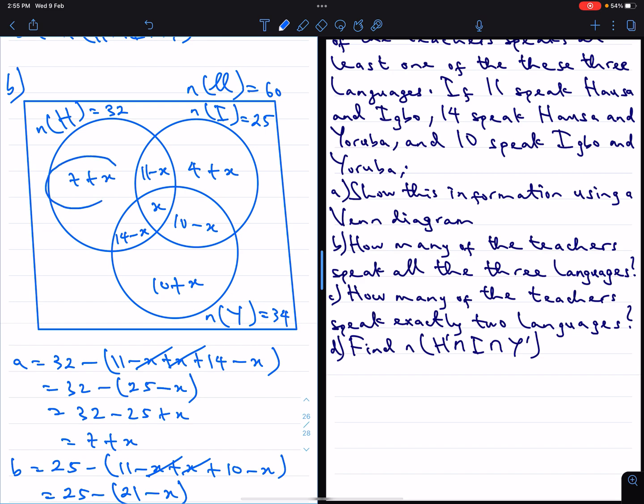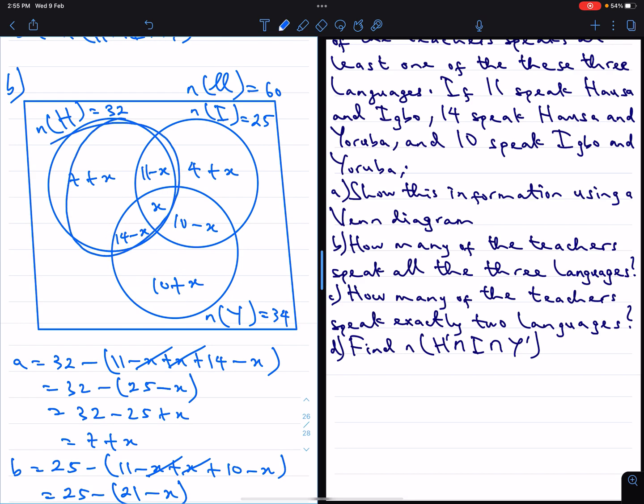We say 7 plus x plus 11 minus x plus 14 minus x plus 4 plus x plus 10 minus x plus 10 plus x equals 60. That's the equation we need to solve to get x. This is a trick here, so that you don't write any of them twice.